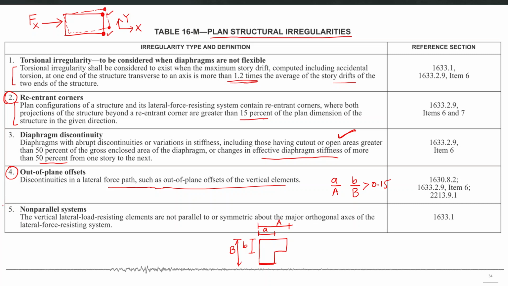You can also have the last, type 5 irregularity, which is the non-parallel systems. The vertical lateral load resisting system elements are not parallel to or symmetric about the major orthogonal axes of the lateral force resisting system. For example, if the two major orthogonal axes of the building are x and y, the strong and weak directions, and the local axes of the elements which are part of the lateral force resisting system are not parallel to this global x and y, in that case also you may have a plan irregularity.